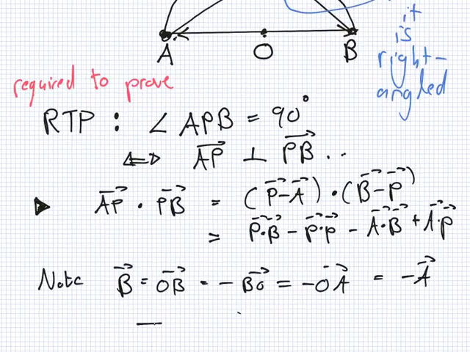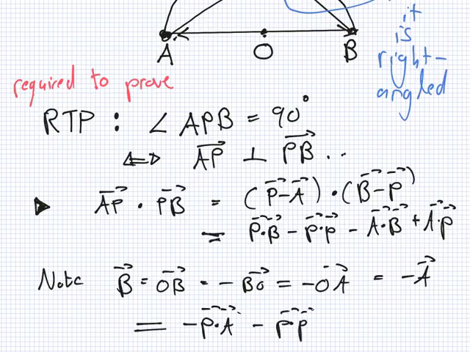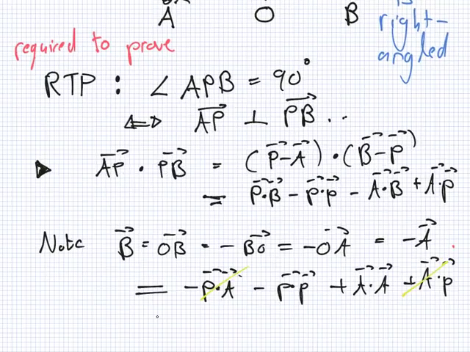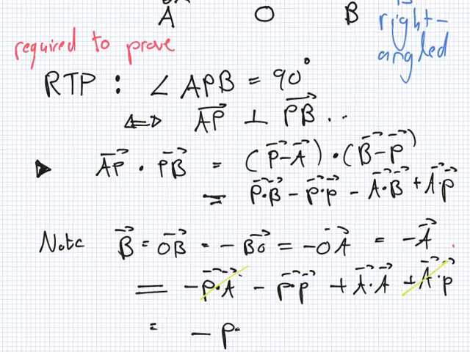So now I can write this as equal to minus P dot A minus P dot P plus A dot A plus A dot P. Well, that's nice because the A dot P, can you see here, cancels with the P dot A at the start. So that goes with that. So you're left with minus P dot P plus A dot A.